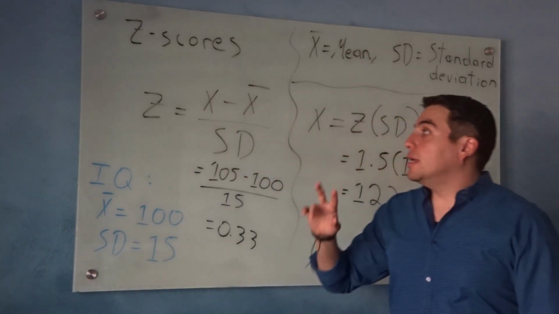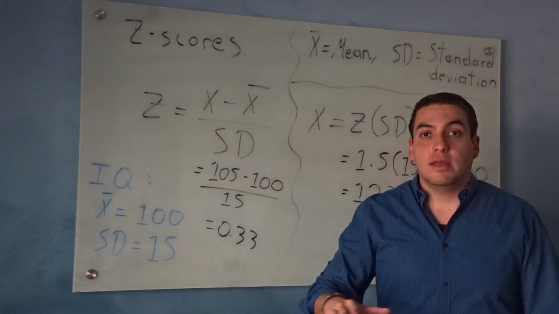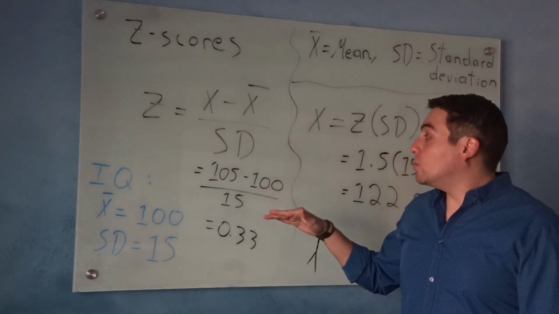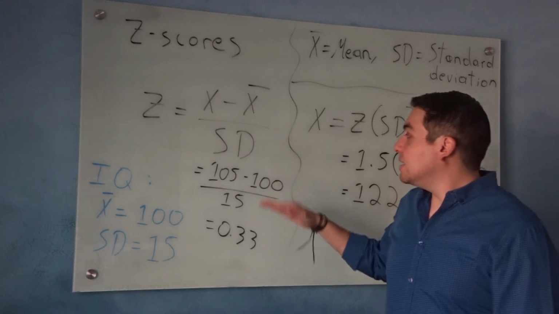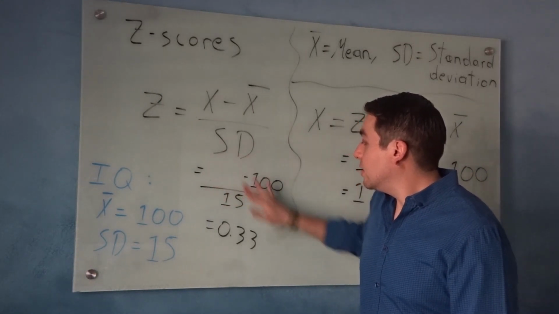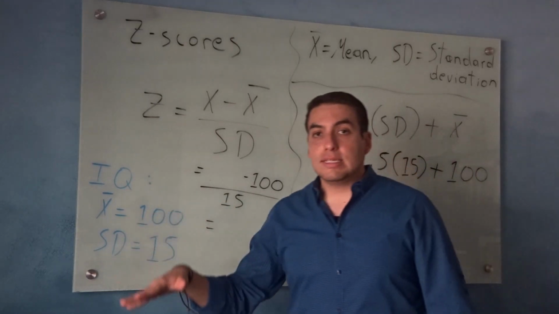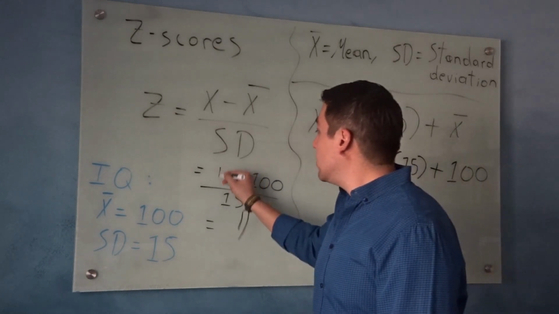Now, it may also be possible that you're looking at a number that is below the mean. If that's the case, then you will be going into the negative realm. Let's think of an example. Let's say that instead of 105 here, you took the IQ test and you scored below 100, you get a 90.